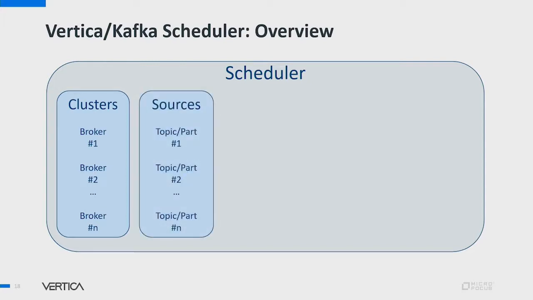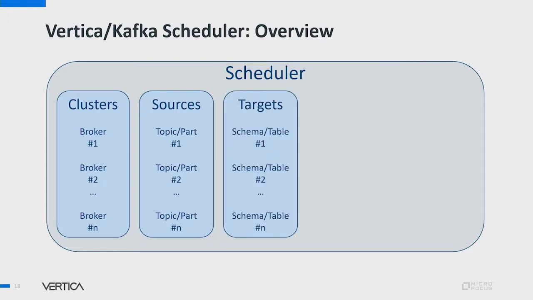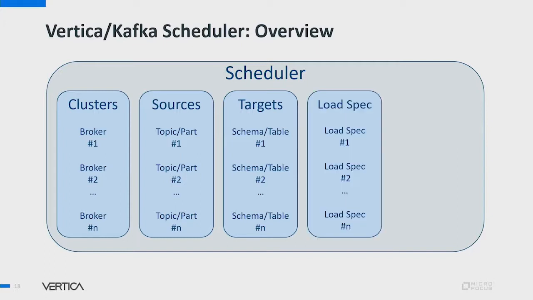Then sources define the source Kafka topics and their partitions. Then targets, which translate to target Vertica tables and schemas. And then load spec defines some of the settings that are used by Vertica to load data from Kafka to Vertica. And finally, the microbatches. Microbatches then eventually combine the definitions of cluster, source, target, and load spec, and then form individual streams of data from Kafka to Vertica.